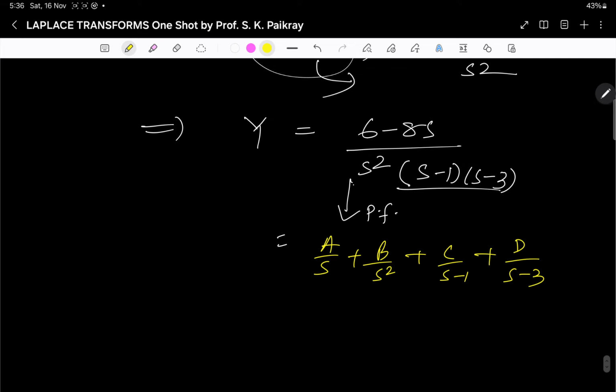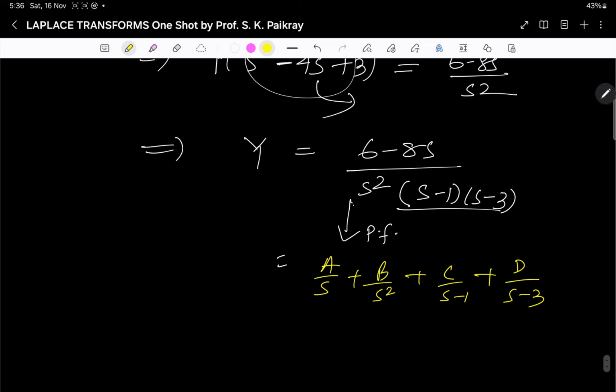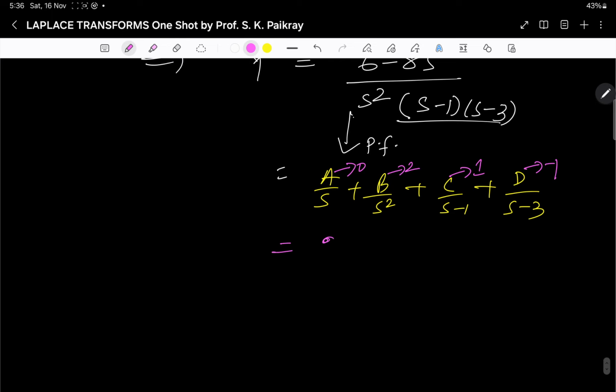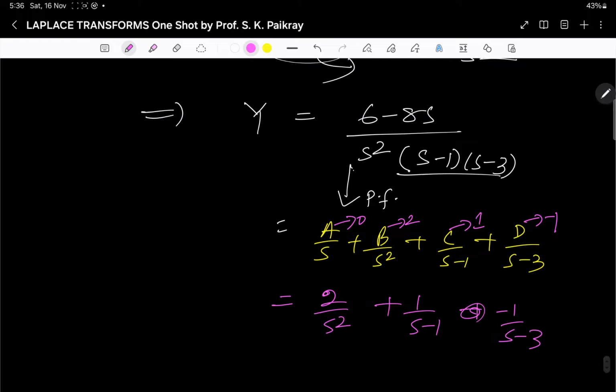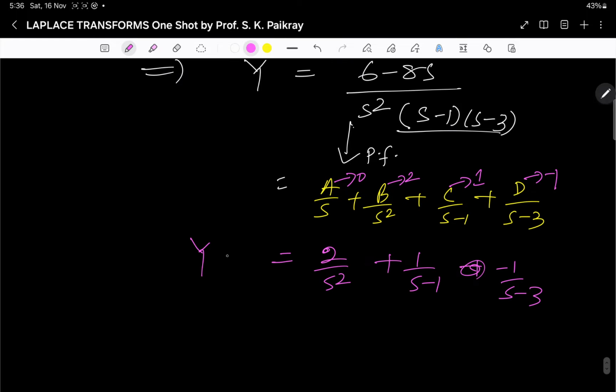Now to get the value of b, you put s is equal to 0 and close it. To get the value of c, put s is equal to 1 and close it. Similarly for d. If you simplify it, the value of a will be 0, the value of b will be 2, the value of c will be 1, the value of d will be minus 1. So capital Y is equal to 2 by s square plus 1 by s minus 1 plus minus 1 by s minus 3.